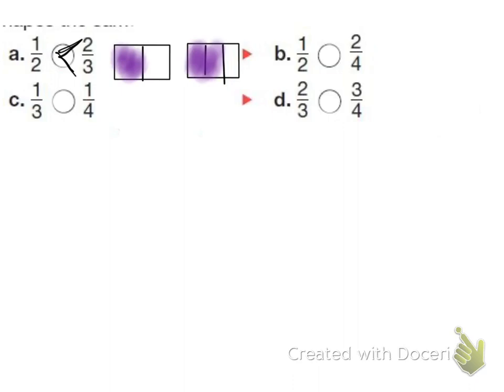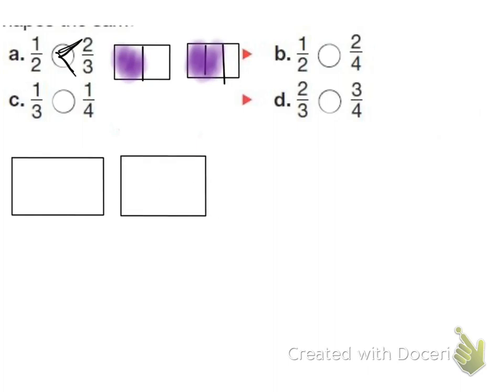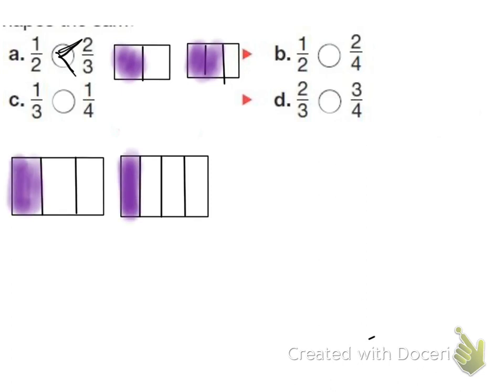What about 1/3 and 1/4? So we draw my two rectangles. Divide the first one into thirds and the second one into fourths. Okay, so we have 1/3 and 1/4. So you can see that 1/4 is smaller. So that means that 1/3 is greater than 1/4.